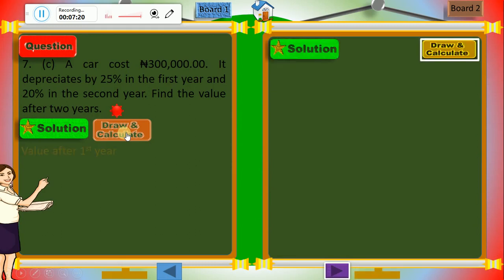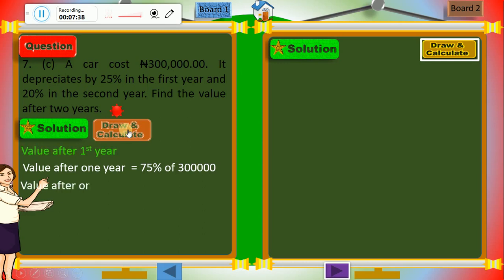We want to calculate the value of the car after the first year. 25% depreciation means that the value will be 75% at the end of the year. Then we'll find 75% of 300,000. After 1 year, that will give us 75 times 300,000 divided by 100, giving us 225,000.